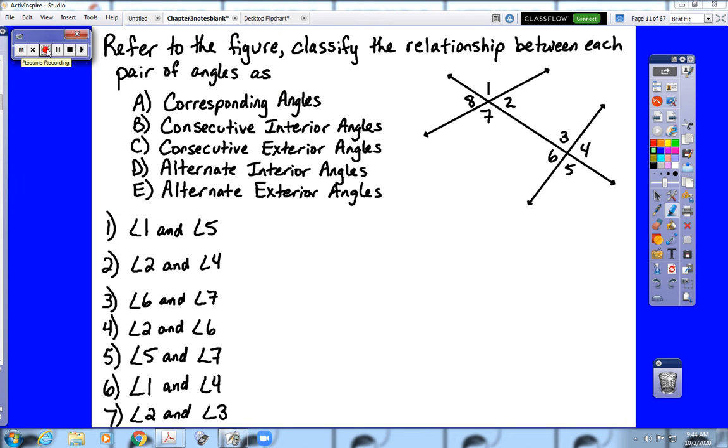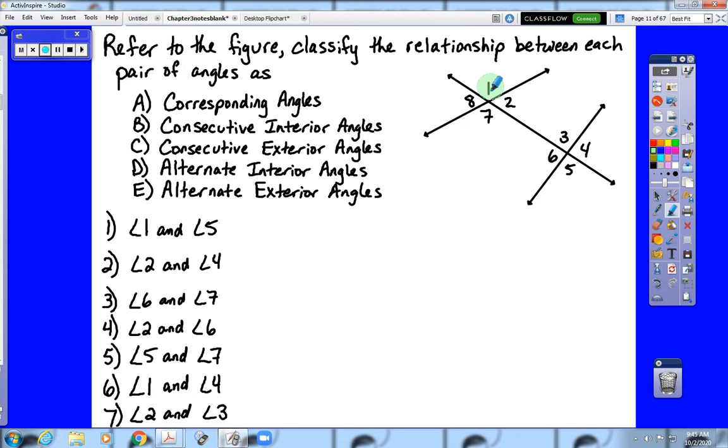Okay, folks, in this third and final video for section 3-1, we're going to cover the vocabulary example. So in the figure, we're supposed to classify the relationship between each pair of angles as corresponding, consecutive interior, consecutive exterior, alternate interior, or alternate exterior. So we have 7 angle pairs we're supposed to classify. We'll start with angle 1 and angle 5.